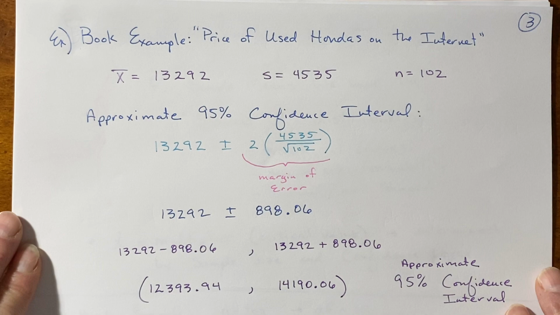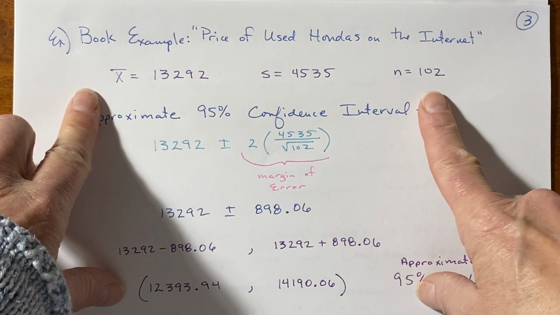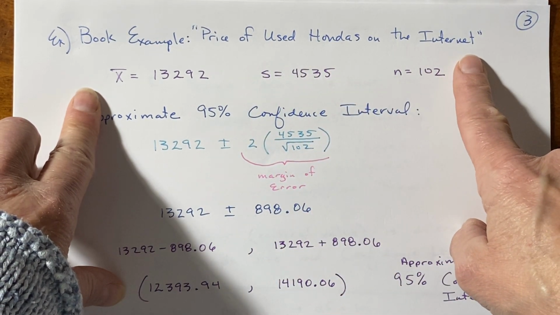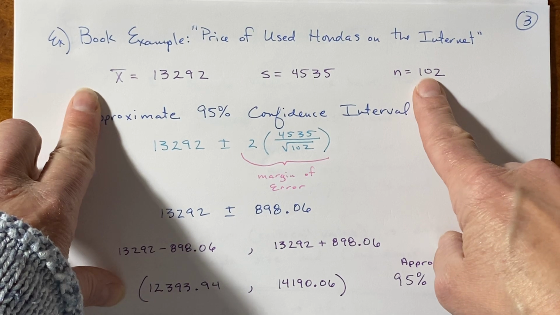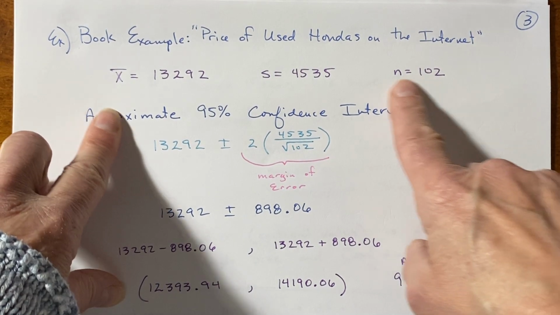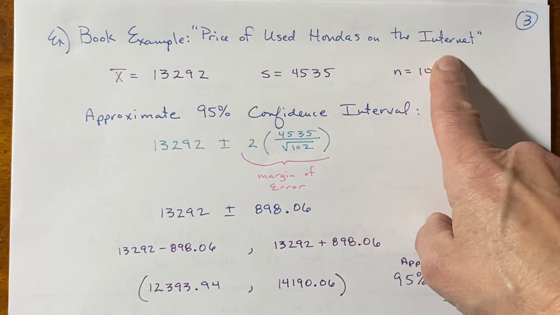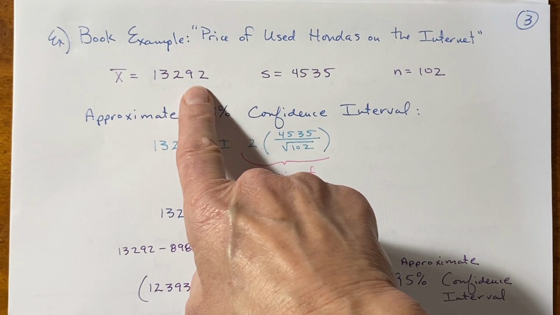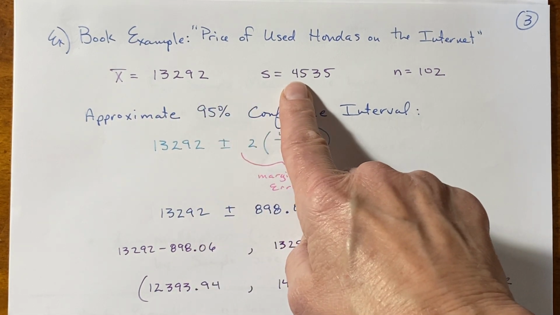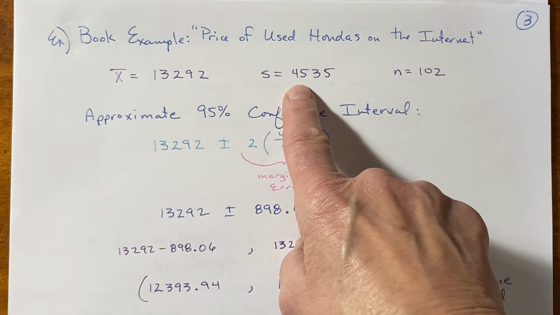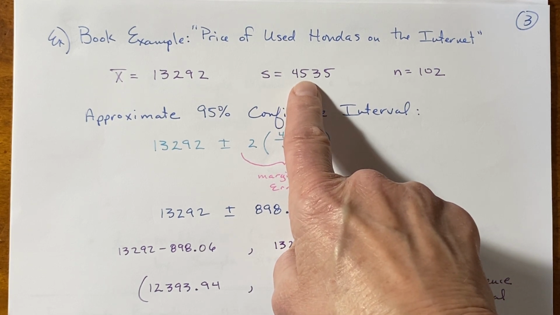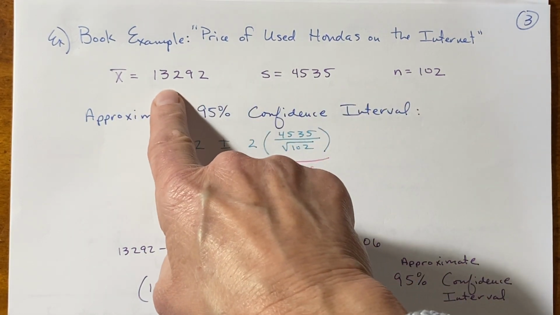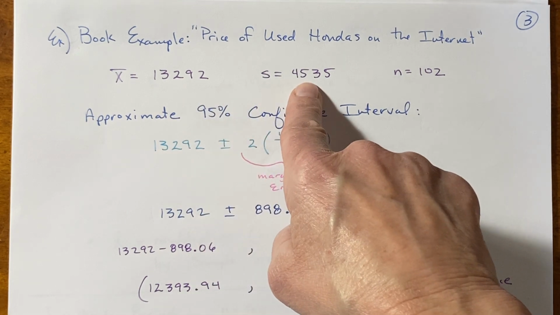In the book, you read about an example of prices of used Hondas on the internet. They found a sample of 102 prices of used Hondas on the internet for a certain month, and the sample average came out to $13,292. That sample of 102 prices had a standard deviation of 4,595. These are our statistics, our sample mean and our sample standard deviation.